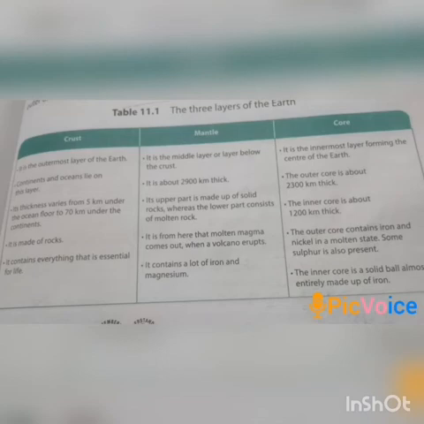Okay, next, mantle. Mantle, as I already told, is the middle layer of the earth, lying below the crust. It is about 2900 kilometers thick. Its upper part is made up of solid rocks, whereas the lower part consists of molten rocks.